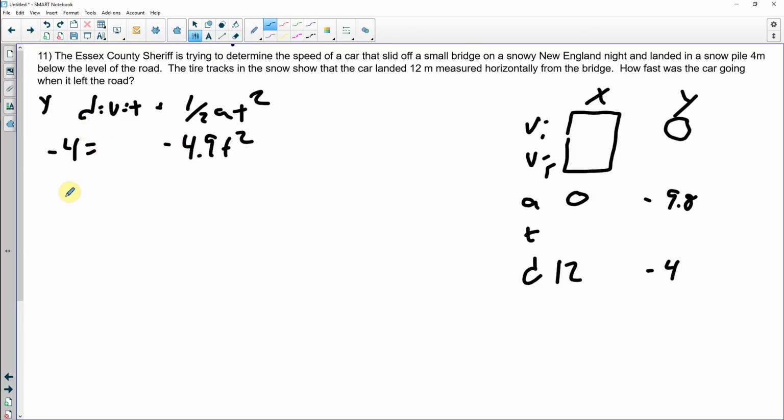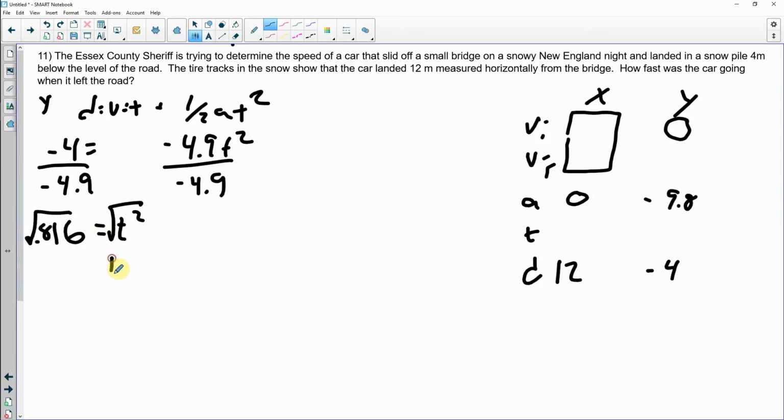So let's see, negative 4, we're going to divide both sides by negative 4.9. Negative 4 divided by negative 4.9 is going to be 0.816. So t squared is going to be 0.816. And then we're going to take the square root of that because we don't want t squared, we want t. So t is 0.90, blah, blah, blah. But let's make it easy for ourselves. So 0.90 is our seconds.